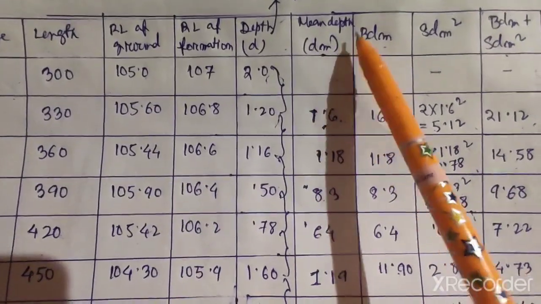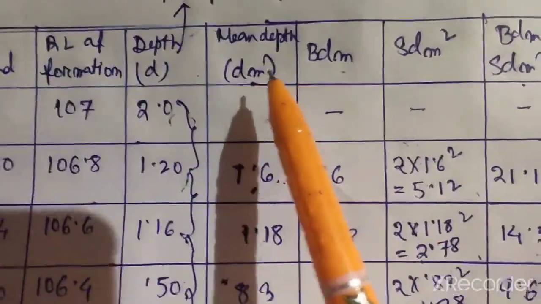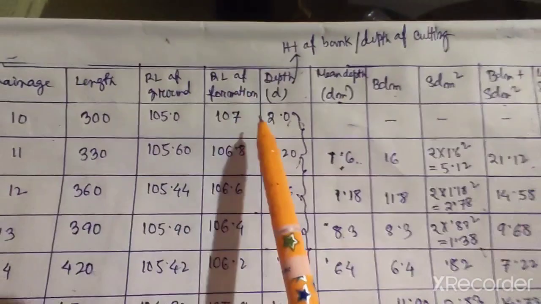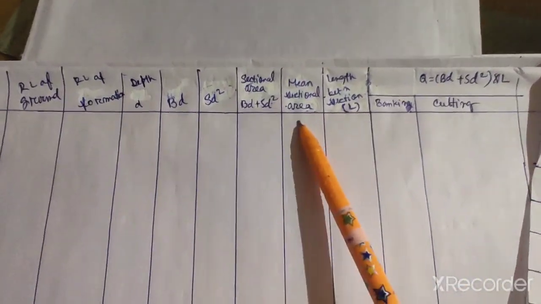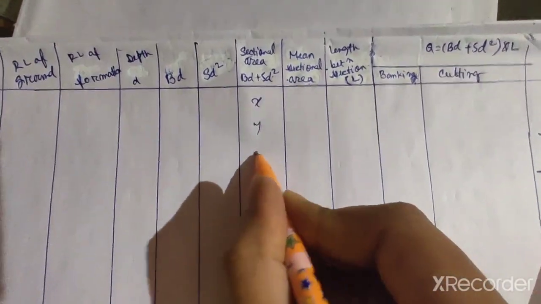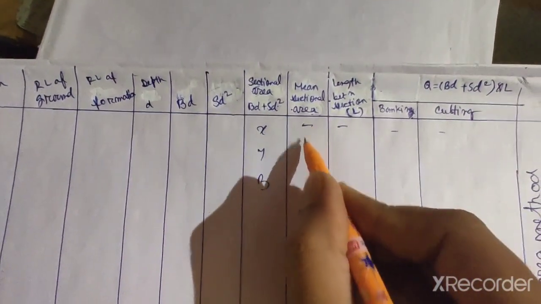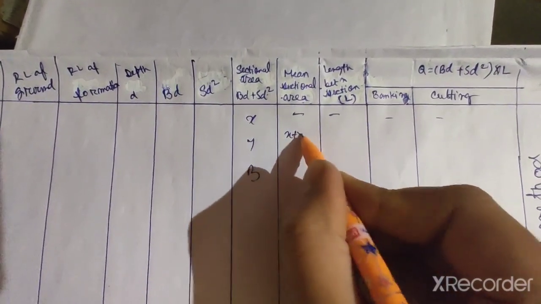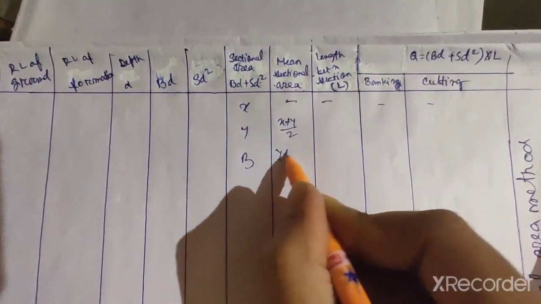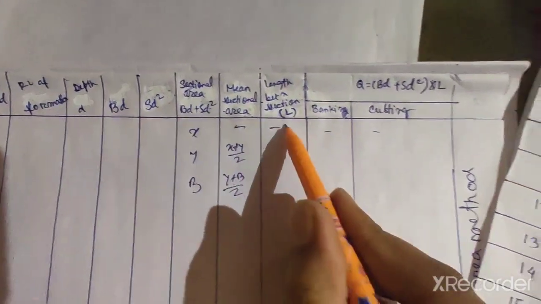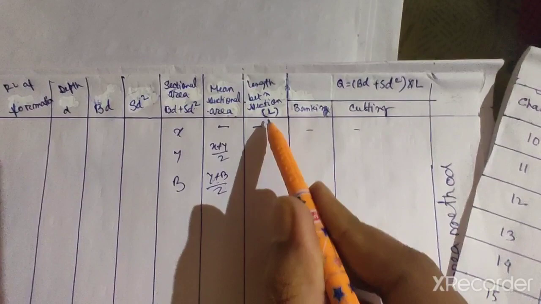Just look at the difference. In the first method, the mid-sectional method, we calculated mean depth. But now we will calculate mean area here. Whatever the areas are here, suppose they are X, Y, Z. So the mean sectional area will be X plus Y by 2. Here it will be Y plus Z by 2. Just like that. And whatever area we get, we multiply that by L.